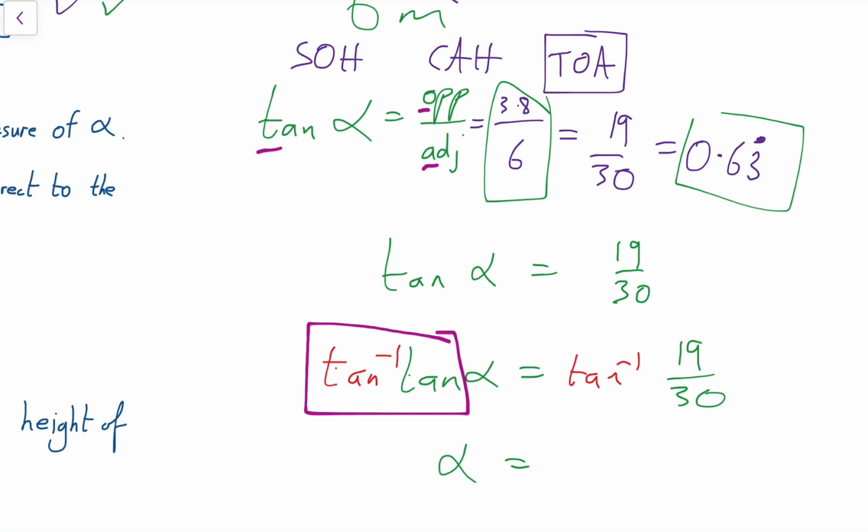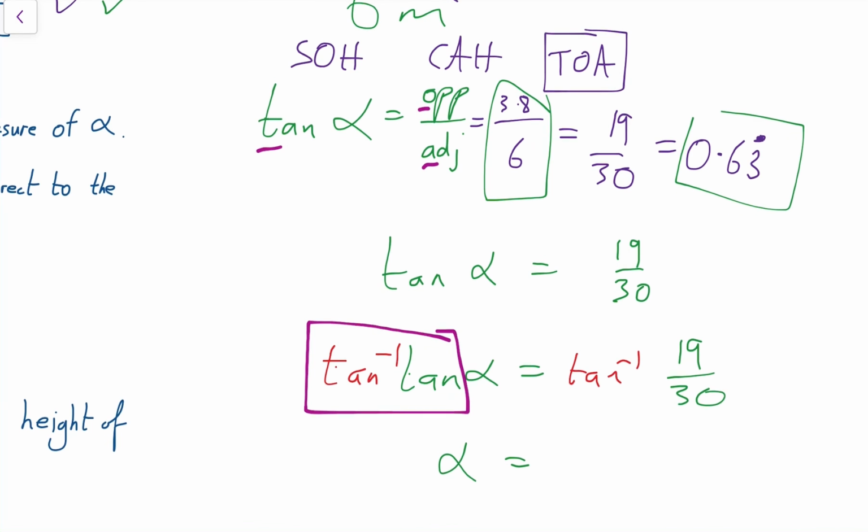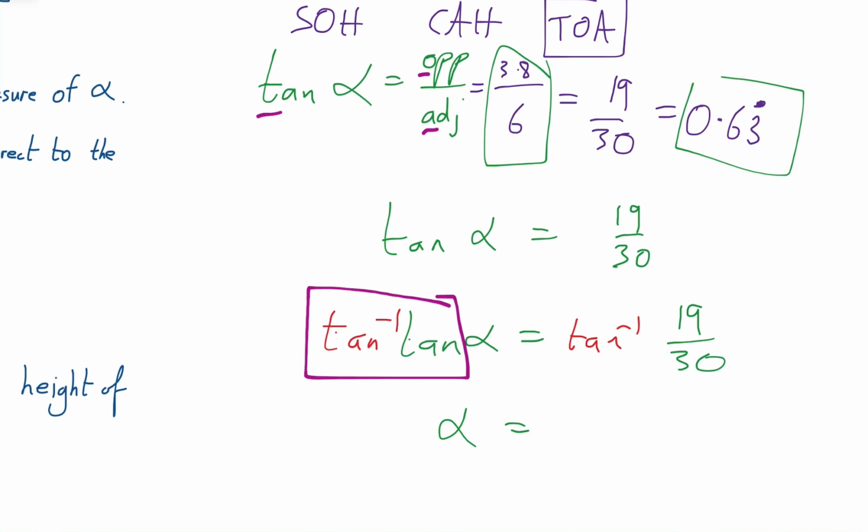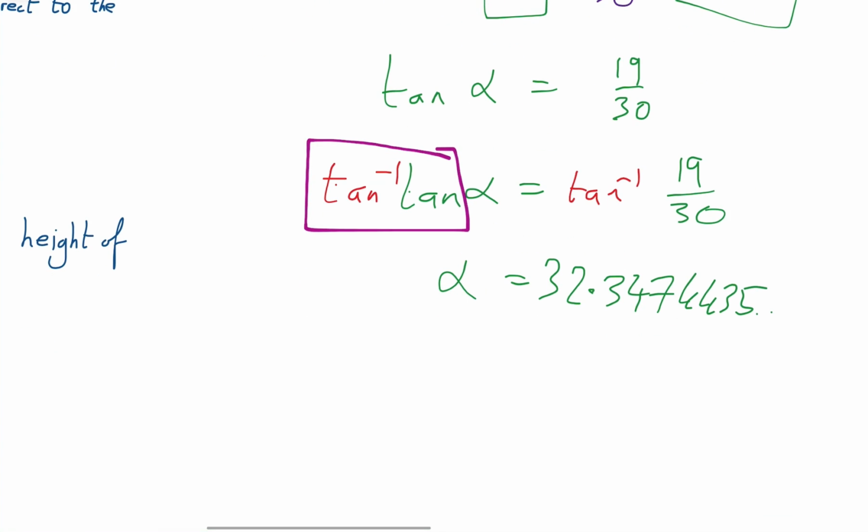On the right, we just need to use our calculator, so it's shift tan. You should see tan minus 1 on your screen, so be careful that you see it. Put your 19 over 30 in and hit equals. Just make sure your calculator is in degree mode. You should be getting 32.3474435, and so on. We're asked for the nearest degree, so alpha to the nearest degree is 32 degrees.